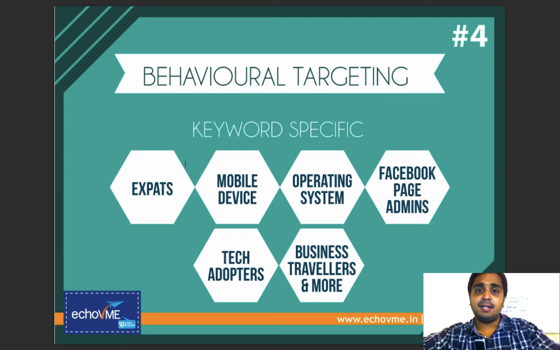Basically, you can target expatriates living in India, and you can target Indian expatriates living in other countries, which means NRIs. You can target people on the basis of mobile devices or operating systems that they use. You can target Facebook page admins, you can target business travelers, you can target tech adopters. You can basically target a lot of behavioral activities that Facebook defines on the basis of how their users use Facebook or how they showcase their behavior while regularly traveling and updating their status. So they put them across in behavioral targeting, which helps you in narrowing down your audience.